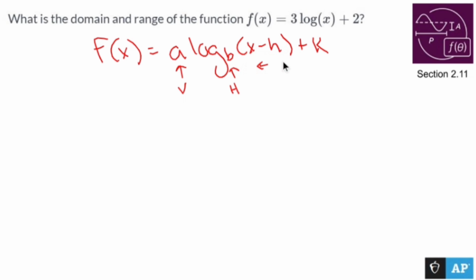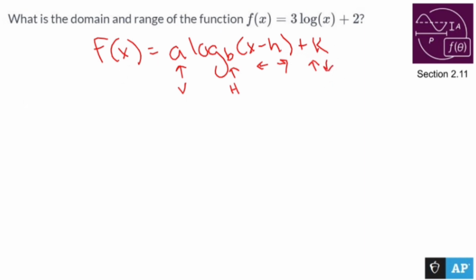H tells me whether I move left or right. It's all backwards, but if I have something like x plus 3, I actually shift left 3. If I have x minus 3, I shift right 3. K is similar, but normal, where if that's plus 3, I go up 3, and if it's minus 3, I go down 3.